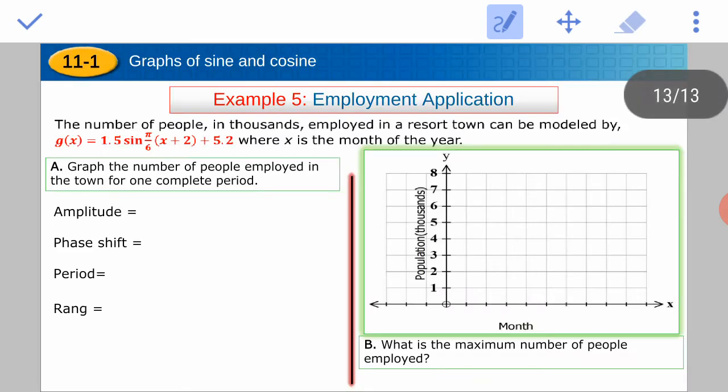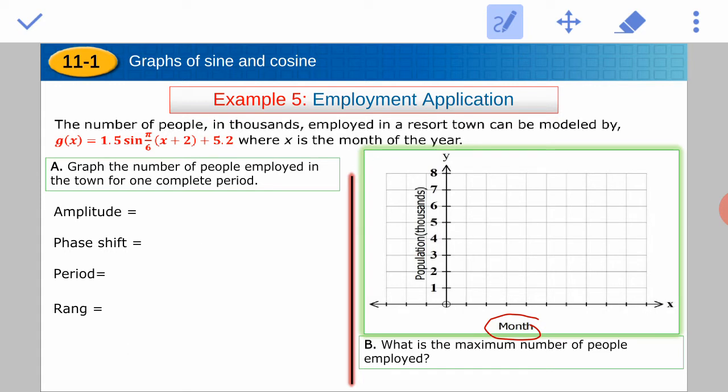Pretty nice. Let's finish this section with an employment application. The number of people, in thousands, employed in a resort town can be modeled by this trigonometric sine function. A lot of types of transformations are happening, where x is the month of the year. So when you represent your graph, you put the month on the x-axis. So 12 months in the year. Make sure you have enough coordinate plane in order to display all the information.